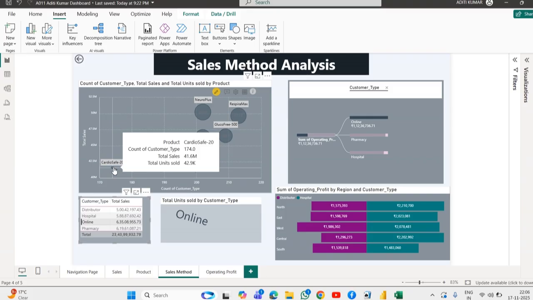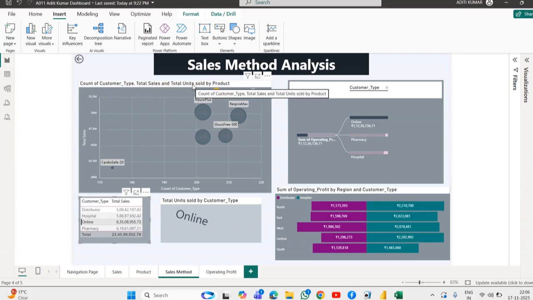So this particular bubble chart is best for analyzing the three metrics together. So here I have used my count of customer type, total sales, and total units sold by the product. The particular data denotes the high versus low performing combinations. And for the managerial aspects, it helps in optimizing the customer channel strategy.